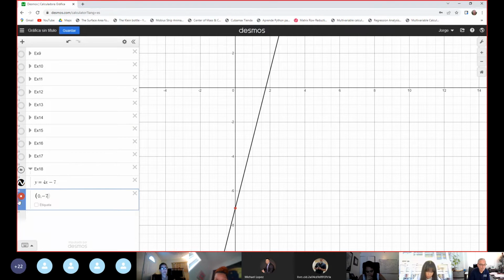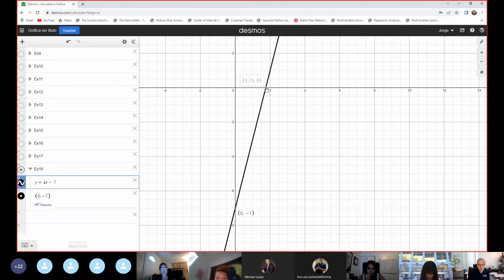Black column. Label is important for me now, and they don't want the x-intercept, which is a little bit weird. It's 1.75, but it's okay because you set y to 0 and solve the equation. The answer is 7/4, and 7/4 is 1.75. Cool. No question.